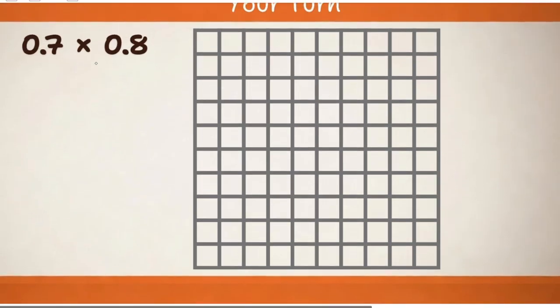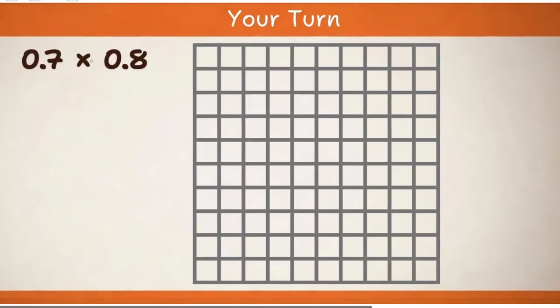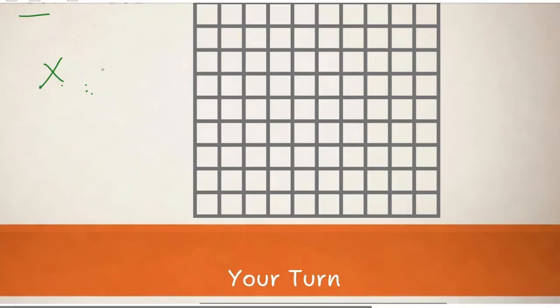Now it's your turn. Multiply using this model. Multiply 0.7 by 0.8. If you shade your answer and it is bigger than the question, then you've gotten a wrong answer. Your answer, the shaded part, must be smaller than the question.